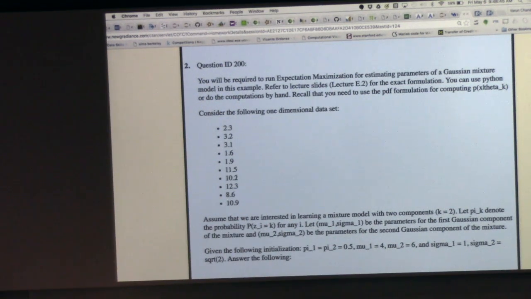Because when you have a multidimensional Gaussian variable, then you have a covariance matrix. But if you have a single variable, then you have a variance. That's a small sigma squared. Any other questions?